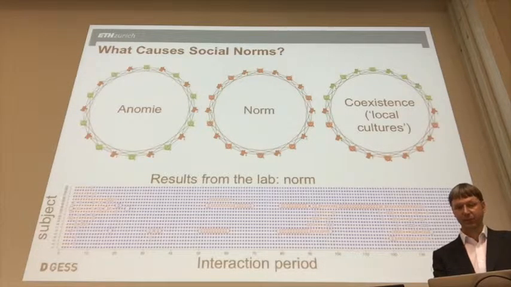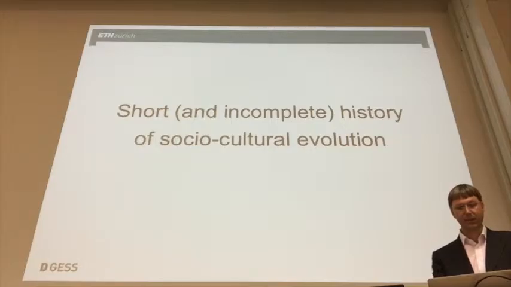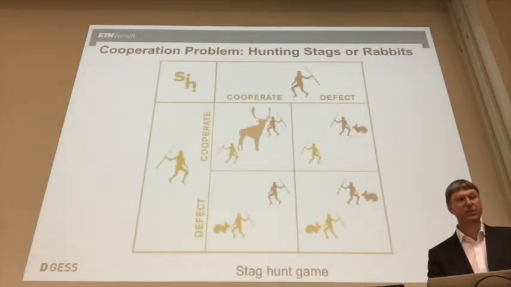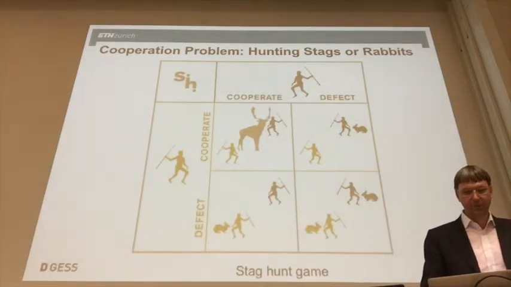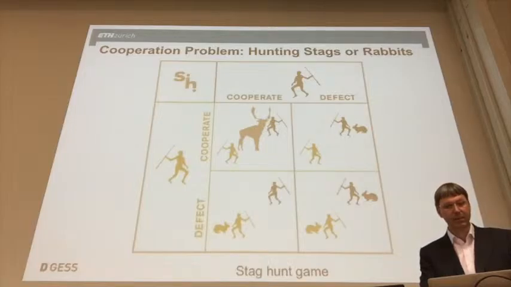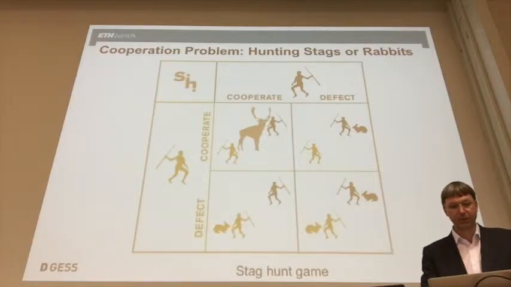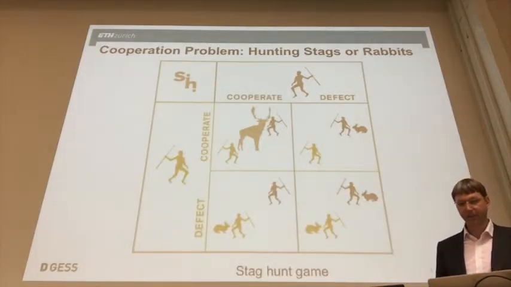Let me start here with a short and very incomplete history of socio-cultural evolution. And in fact, since the very beginning of humankind, humans have been confronted with cooperation problems. One of these problems is called the stag hunt game. So people had to hunt animals in order to find enough food for them. But they could hunt individually and would walk home with a rabbit, or they could hunt together, and this way maybe even manage to hunt a mammoth. So obviously that requires collaboration.